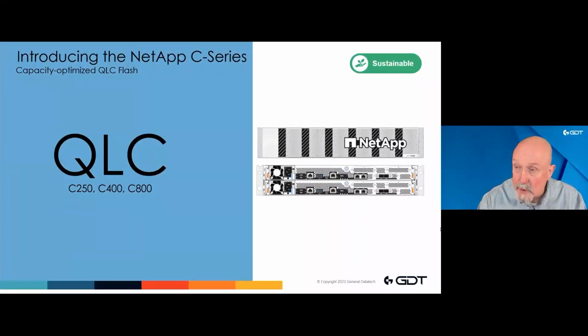On the NetApp side, this was, I think, an April announcement, QLC Capacity Optimized Flash. This is important because for many, many years, and the storage industry is like every other, innovation happens and then it becomes more and more adopted over time. And so we're at the point now where QLC Flash is a type of storage media that is very well suited to a large number of workloads. And the impact is significant in your data center or colo. Next slide.